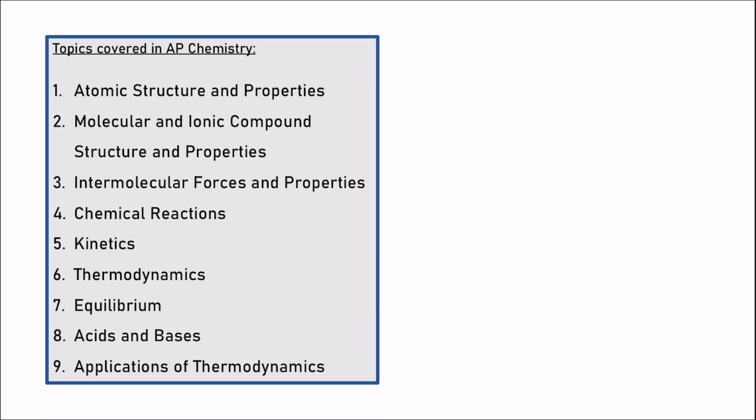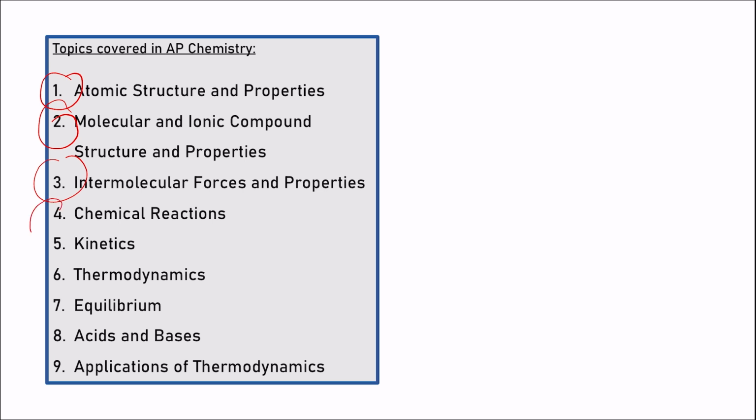Now, the AP Chemistry course focuses on several key units that I'm going to briefly summarize. It starts with atomic structure, where we're going to explore the composition of atoms, electron configuration, and periodic trends. These are fundamental concepts that set the stage for understanding chemical bonding and interactions. Building on this foundation, the course covers molecular and ionic compound structures, focusing on chemical bonds and molecular geometry, and then it transitions into intermolecular forces and properties.